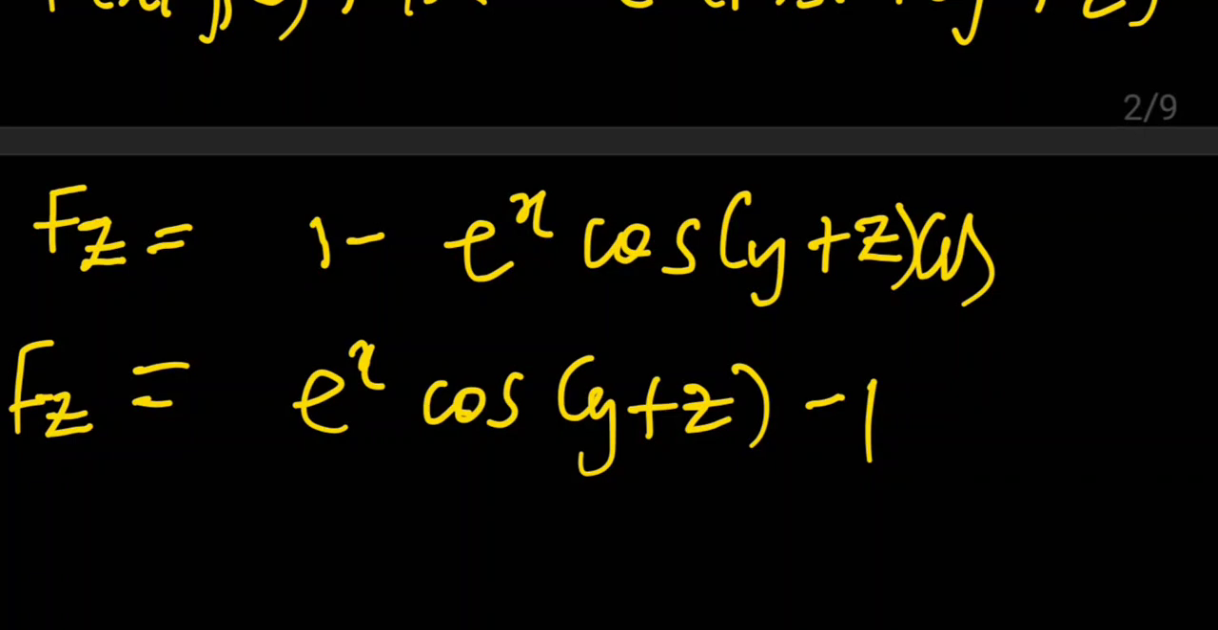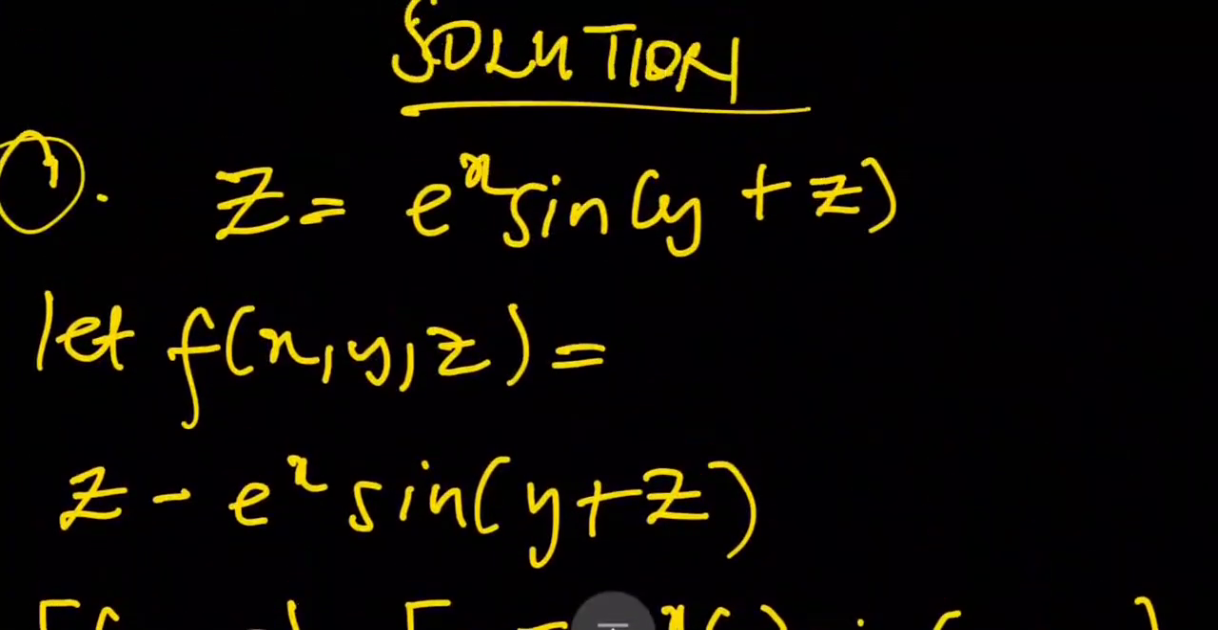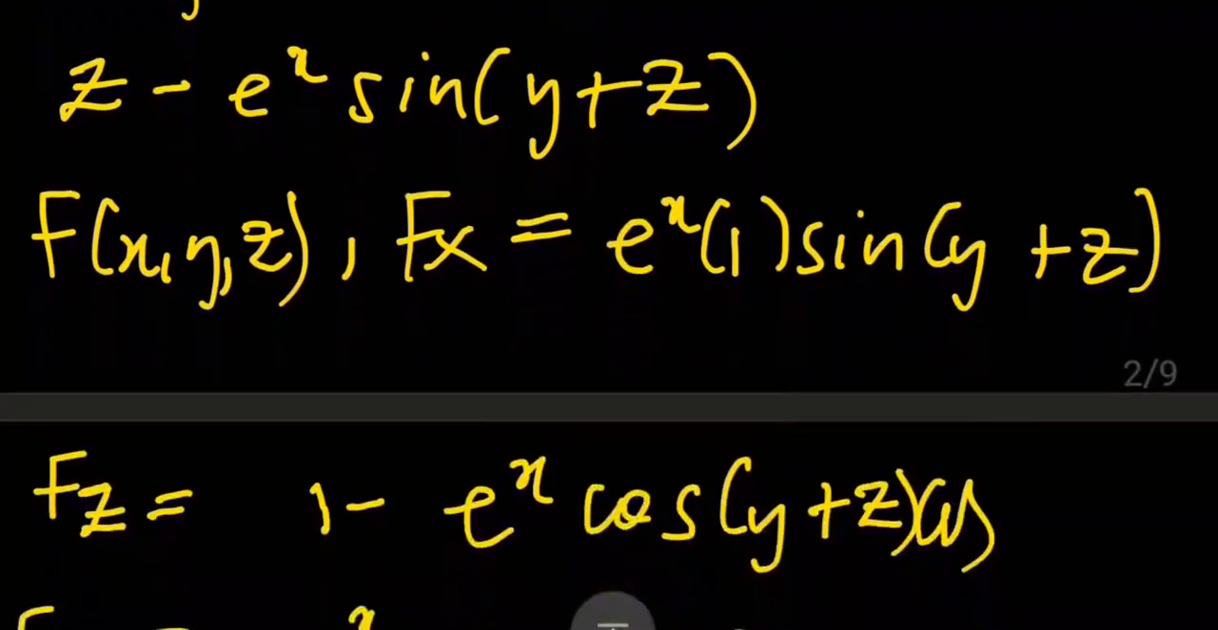And also we proceed to find the derivative with respect to y, which will be equal to minus e^x cos(y + z). Anytime you get this type of function, you first check the number of variables in the function. Here we have three different variables, x, y, and z, so find the derivative with respect to each variable.